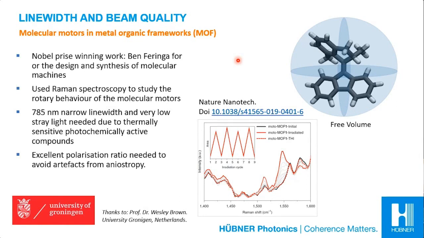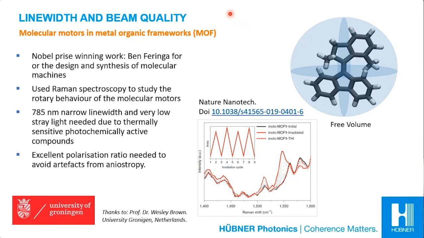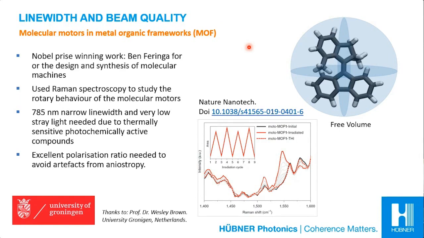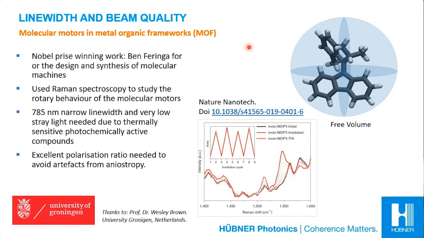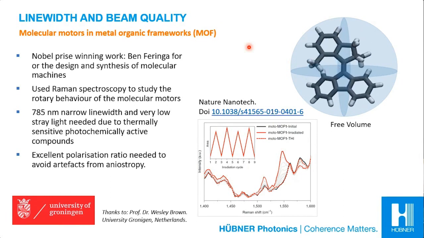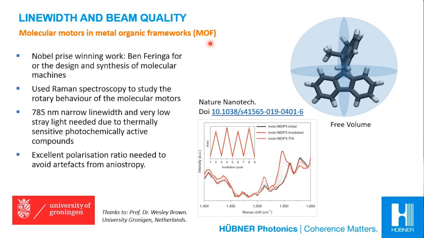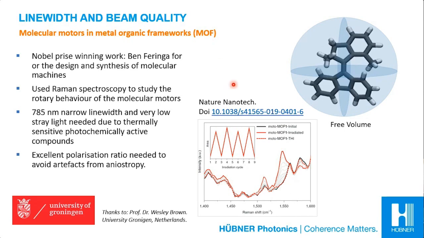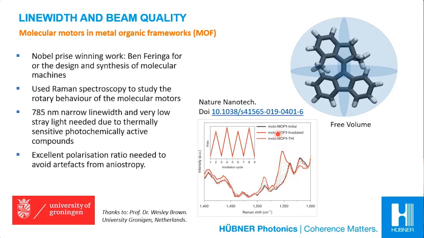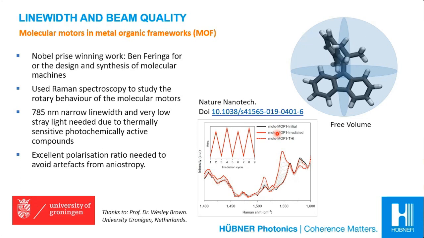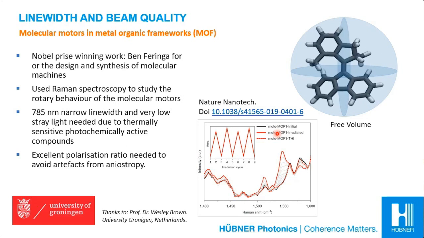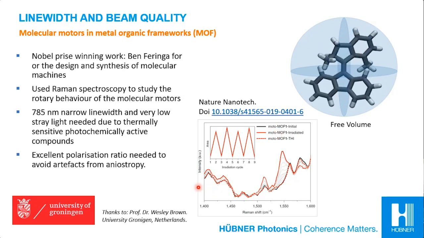And here's another example that shows the importance of the line width and the beam quality of the laser. In the Nobel Prize-winning work of Ben Feringa and his group at the University of Groningen in the Netherlands on molecular machines, they used Raman spectroscopy to study the rotary behavior and structural changes of the molecular motors in metallic organic frameworks, MOFs. This work was done in collaboration with Wesley Brown, also at the University of Groningen, and was published in Nature Nanotechnology. As they were looking at thermally sensitive and photochemically active compounds, it was found that it was essential to work with a narrow line width laser source with very little stray light and also with a very high level of polarization extinction ratio.